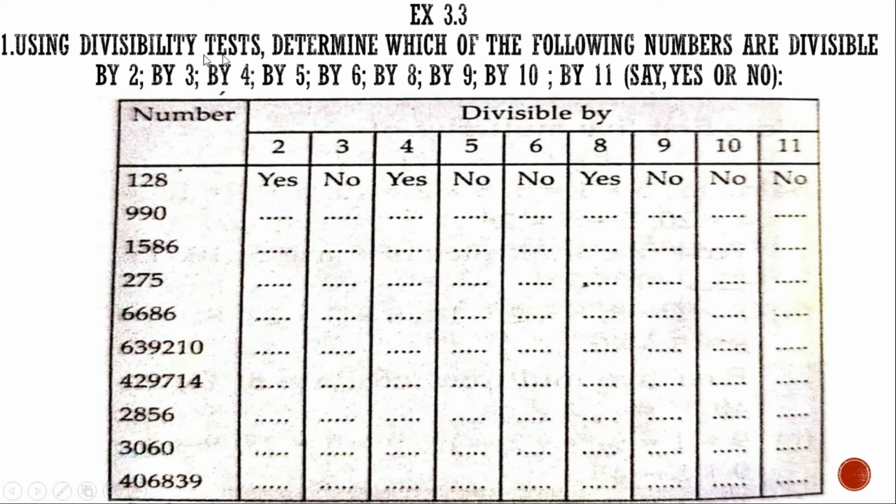Exercise 3.3. Using divisibility test, determine which of the following numbers are divisible by all these numbers. We are going to say yes or no. Instead of saying yes or no, I am going to work out only one sum. The remaining are all homework. You just please follow the rules and we'll do it. Okay.